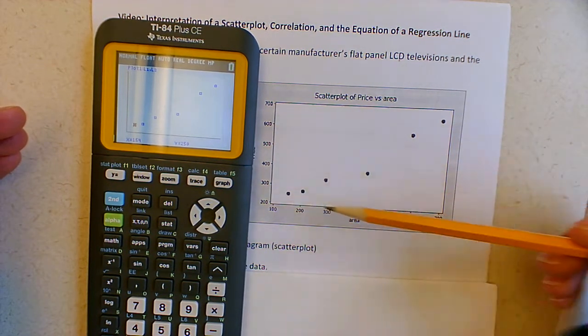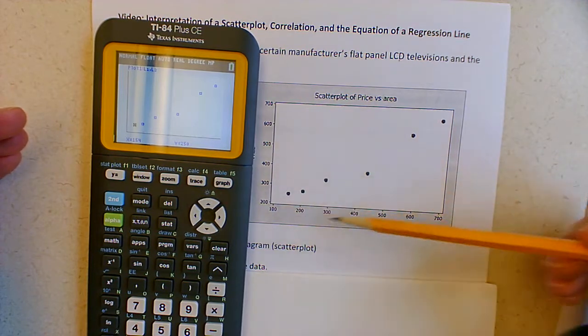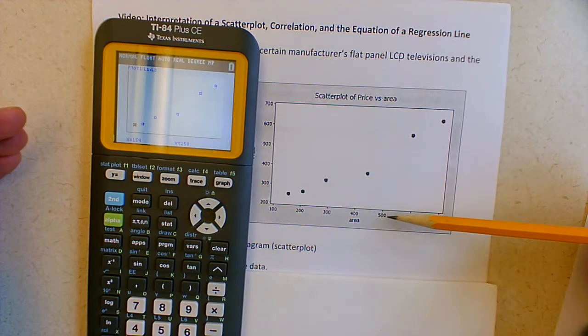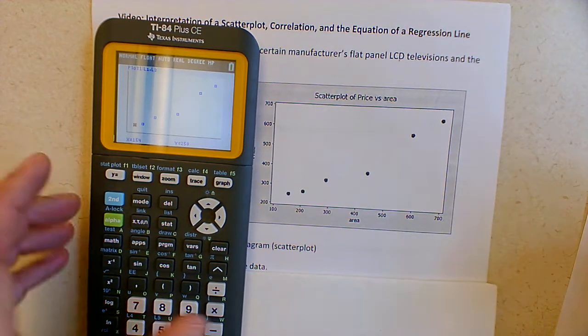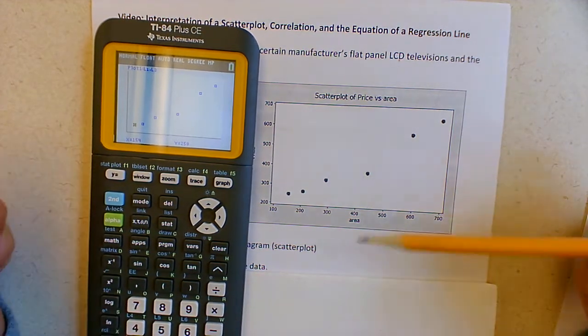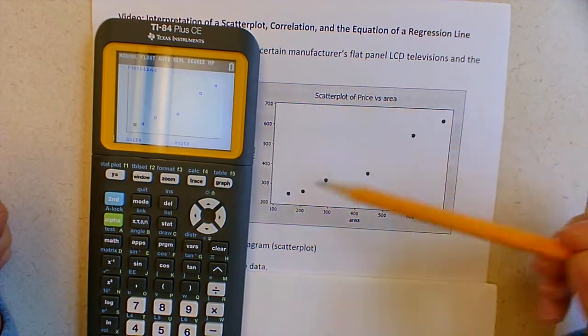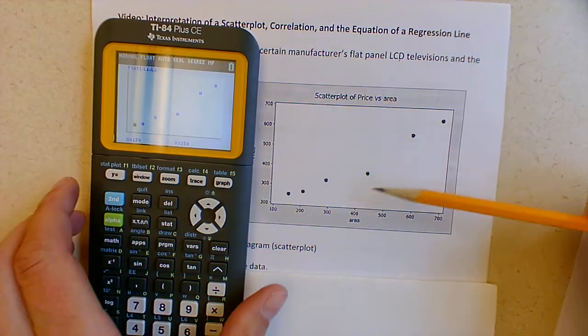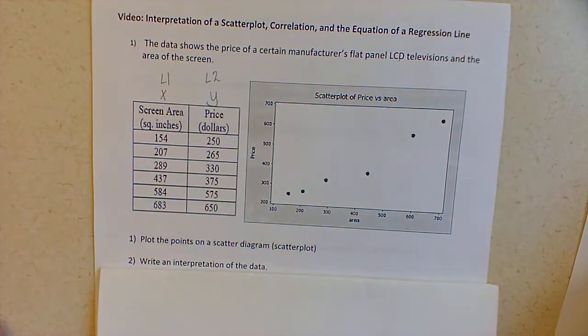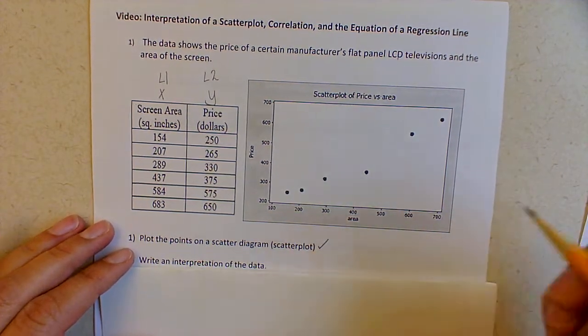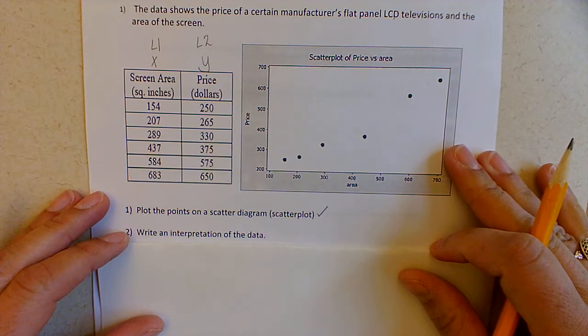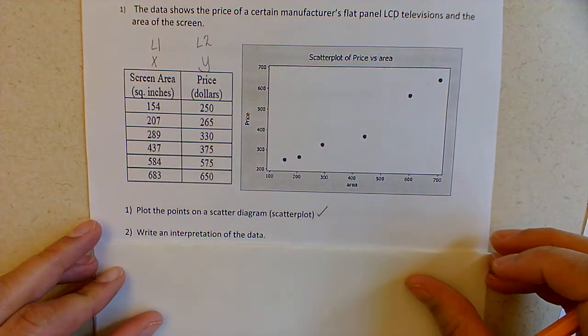So the reason why I gave you this nice drawing with the specified scale here is because we're actually going to be plotting some points. So sketching again, labels, title, and the overall pattern. Okay, so we're going to use my drawing, which has scales on it. So number 1 is done for us. Thank you very much. Number 2 is write an interpretation of the data.